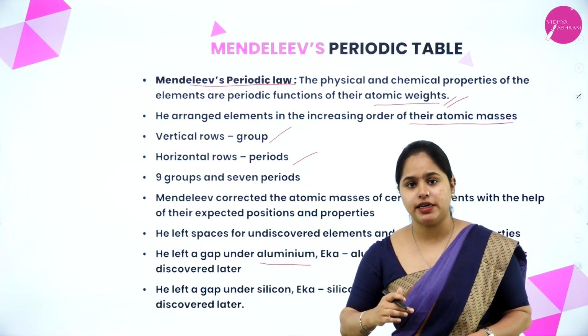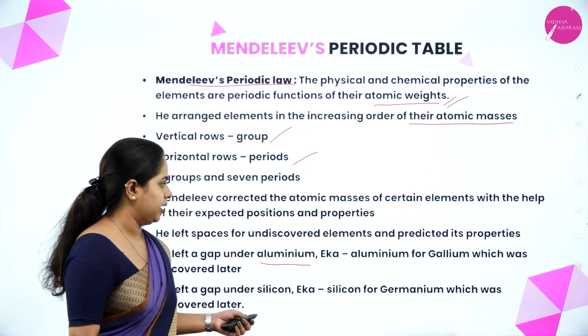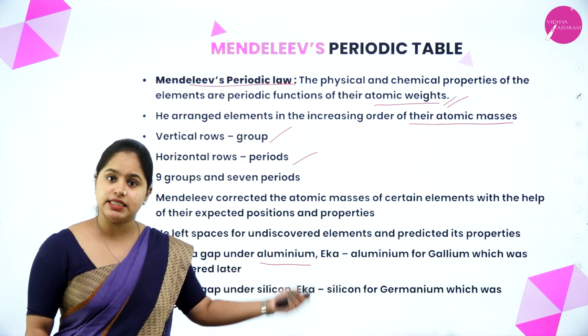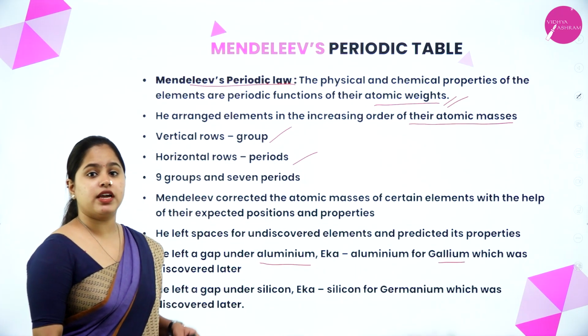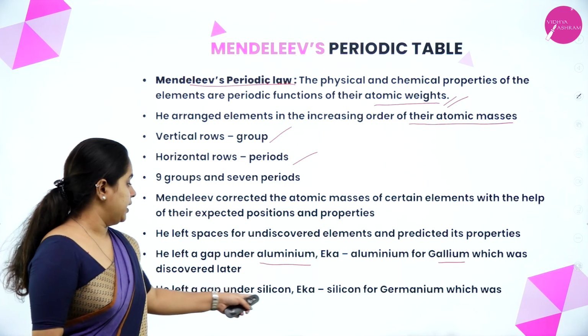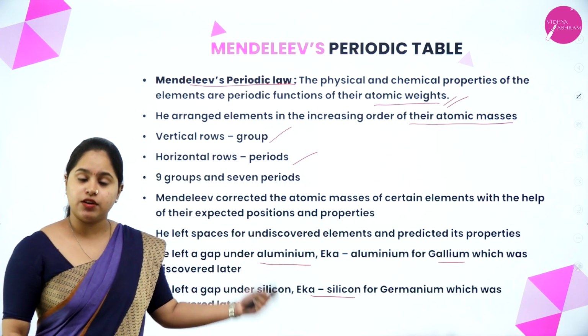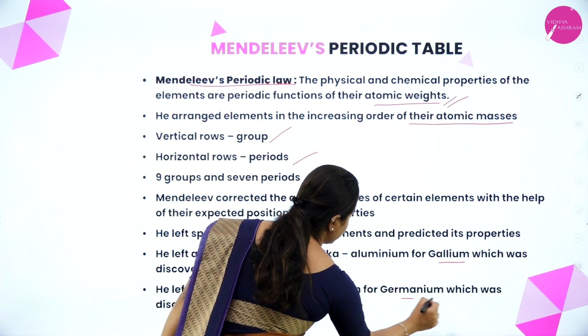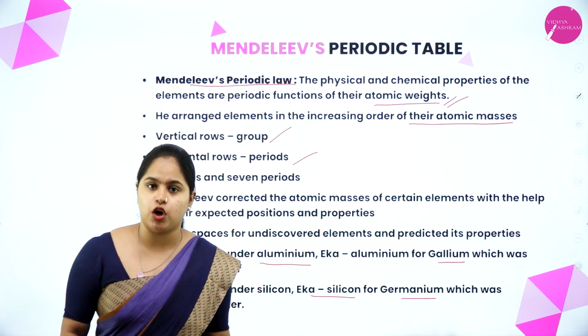Yes, he left a gap under aluminium and he named it Eka aluminium, which was later discovered as gallium, right? In the same way, he left a gap under silicon, which he named Eka silicon, and that was for germanium, which was discovered later. So this was the merit of Mendeleev's periodic table.